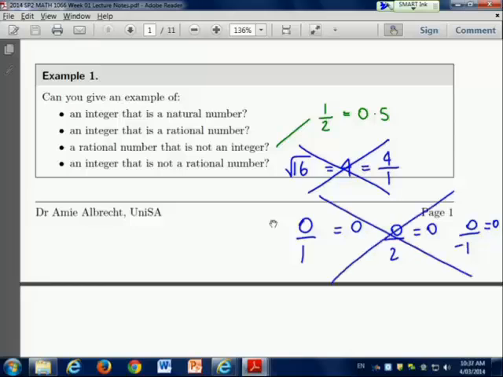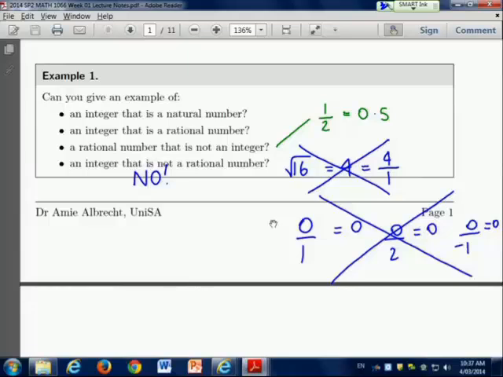All right, 2 really good suggestions. We haven't got an example yet. Maybe there isn't one. There isn't one, right? Can you give an example? No. We said before any integer can be written as a rational number if we divide it by 1, right? So there is no example of an integer that is not a rational number. Lovely.